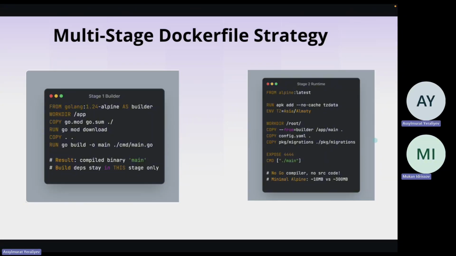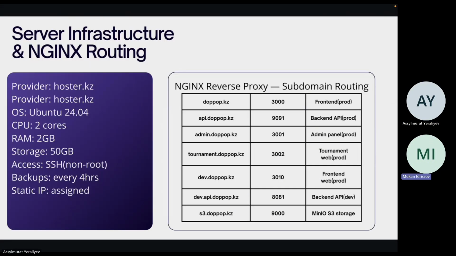So the next slide is about infrastructure and Nginx routing. The entire system runs on a single VPS rented from hoster KZ, with 2 CPU cores, 2 GB of RAM, 50 GB of storage, and the OS was Ubuntu. It's accessed exclusively over SSH with a non-root user. The provider handles automated backups every 4 hours, and we have CPU and RAM monitoring built in. Nginx sits in front of the containers and routes requests by subdomain.